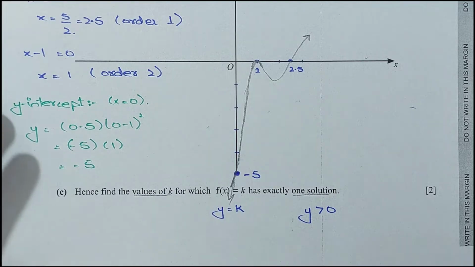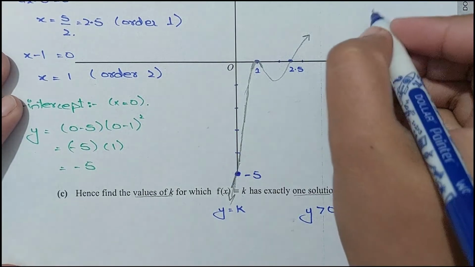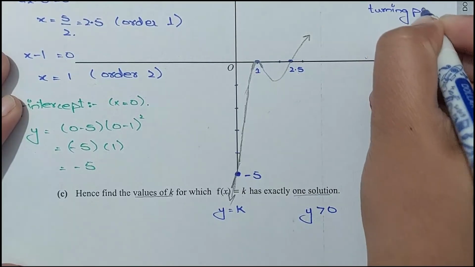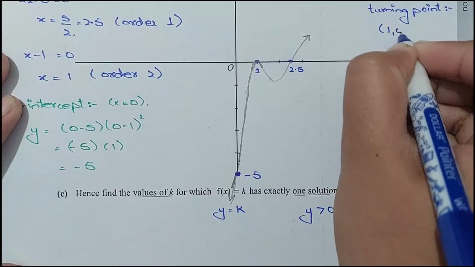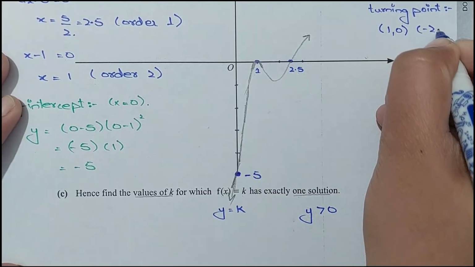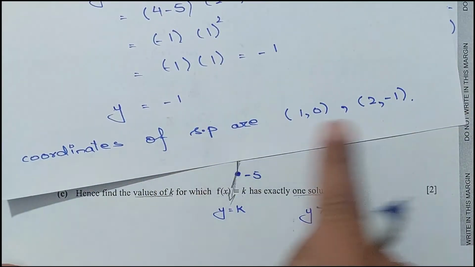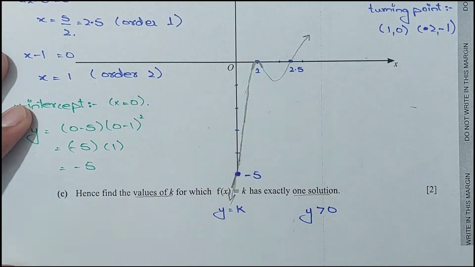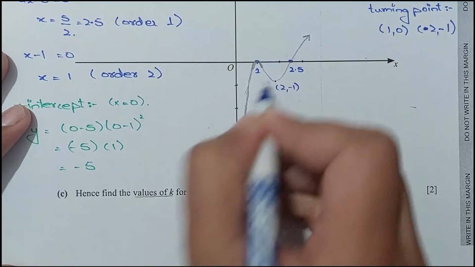Okay, so for this, with the help of the first part, the stationary points. Stationary points are basically the turning points. What are the turning points? We got the coordinates of the turning points or the stationary points in part 1, which is 1, 0 and 2, minus 1. These are the turning points. X is 1, y value 0. The other turning point over here is x is 2 and y is negative 1. This is the turning point.